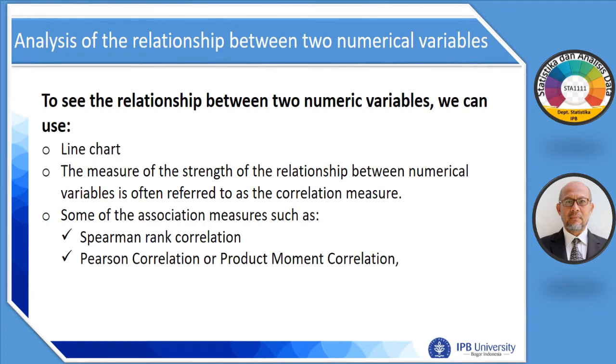And the second one, you can measure the strength of the relationship between the two numerical variables, and then we call it the correlation. Not association, but correlation. For association measurement, you can use the Spearman rank correlation, and you can also use the Pearson correlation or product moment correlation. In many cases, we just call it correlation.